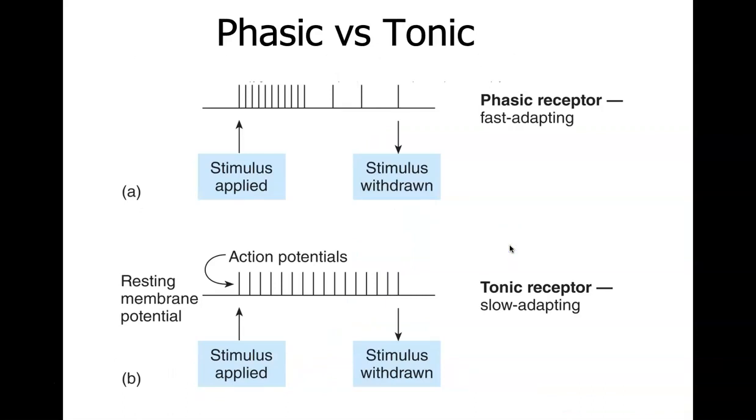And we talk about two kinds of receptors, those that are phasic and those that are tonic. The phasic receptors are fast adapting. So how this works is that if you apply a stimulus, you get a lot of action potentials or graded potentials early on when the stimulus is applied. And over time, you get less of them until the stimulus is withdrawn. For tonic receptors, though, they're slow adapting, meaning that you apply a stimulus, action potentials occur, and they occur at the same rate until the stimulus is withdrawn. So they're not adapting to the stimulus. The phasic receptor is fast adapting, meaning it's responding less over time.